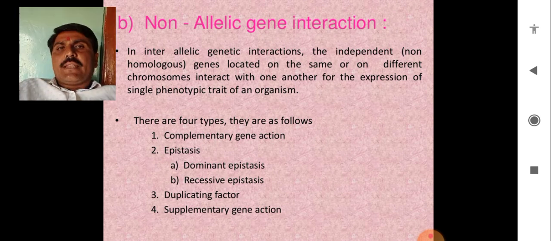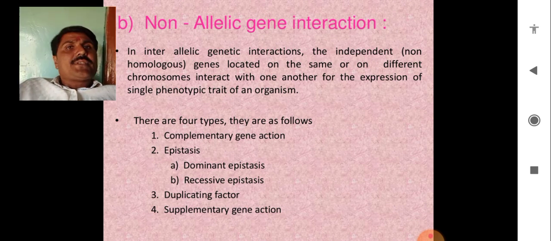Now, in what way does the interaction of the non-allelic genes take place? There are four types. Which are those? Number one, complementary gene action. Number two, epistasis. Epistasis is further divided into two types: dominant epistasis as well as recessive epistasis.